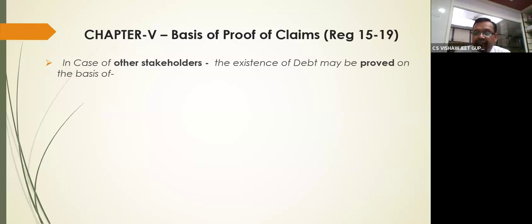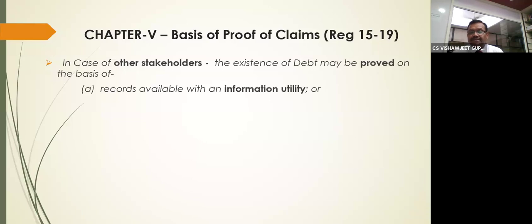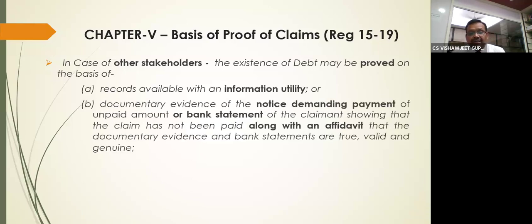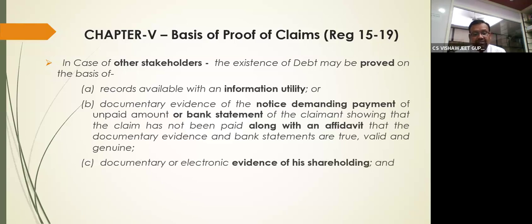Now, in case of other stakeholders, for which Form F has been provided, the existence of debt may be proved on the basis of records available with the information utility, the documentary evidence of the notice demanding the payment of unpaid amount, or a bank statement of the claimant showing that the claim has not been paid, along with an affidavit that the documentary evidence and bank statement are true, valid, and genuine. So these documents are required to be filed by the other stakeholders. Third one, documentary evidence or electronic evidence of his shareholding. All the shareholders are also stakeholders, so they will have to file the claims with the liquidator in Form F.